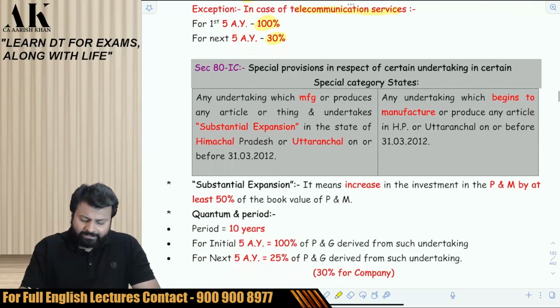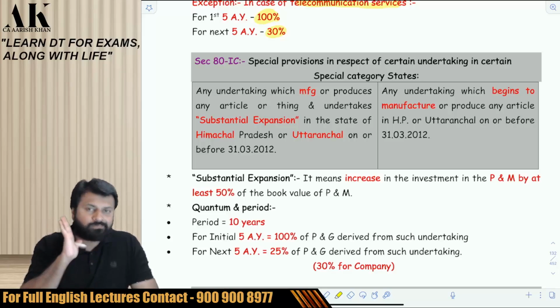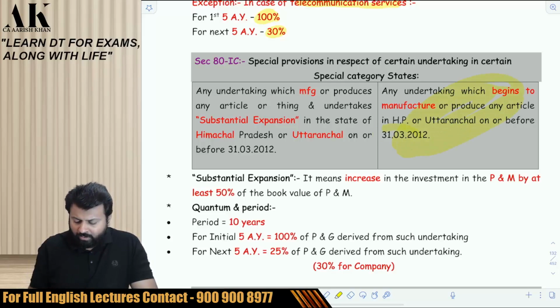Okay. Next, third business. Third deduction, 80-IC, is only for two states. It is for the state of Himachal Pradesh and Uttaranchal. Now, what am I supposed to do over here? You are supposed to either start manufacturing over here on or before 31st March 2012, or you need to do substantial expansion in that state.